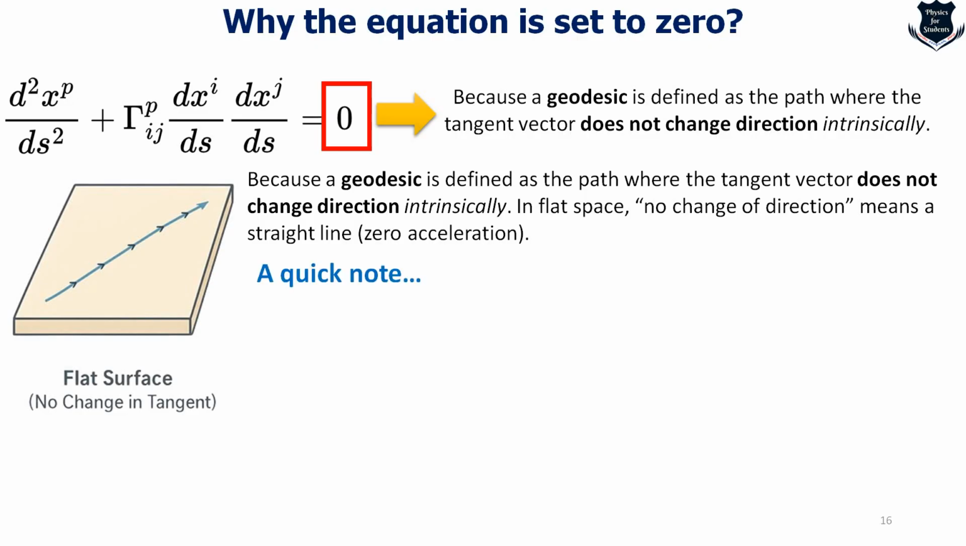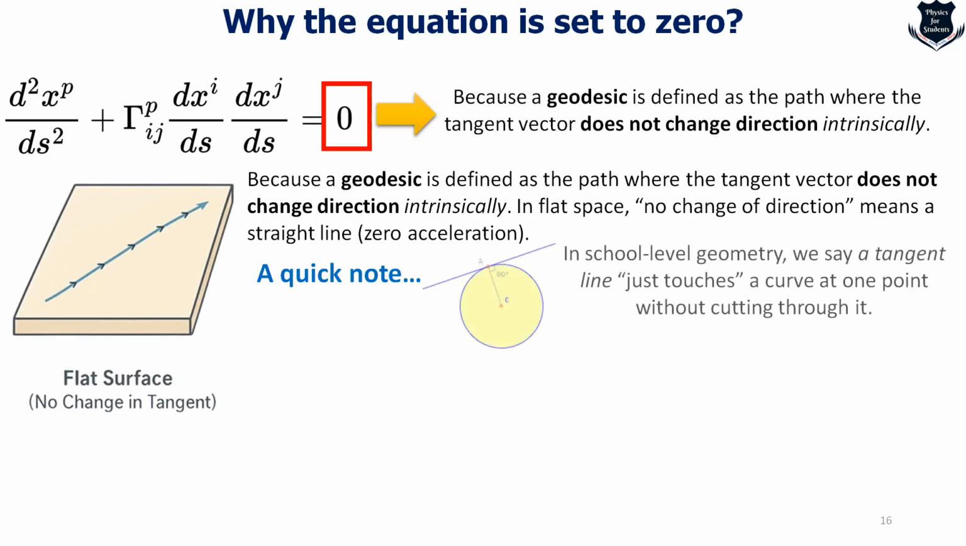Now here I would like to give you a quick note, a kind of an understanding. Now this concept of tangent vector, what we learn in school level geometry, we say a tangent line just touches, or a line that just kisses a curve at one point without cutting through it. This is the school level geometric idea of what is called the tangent.